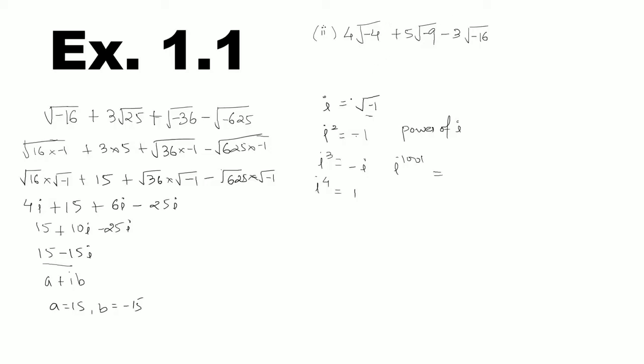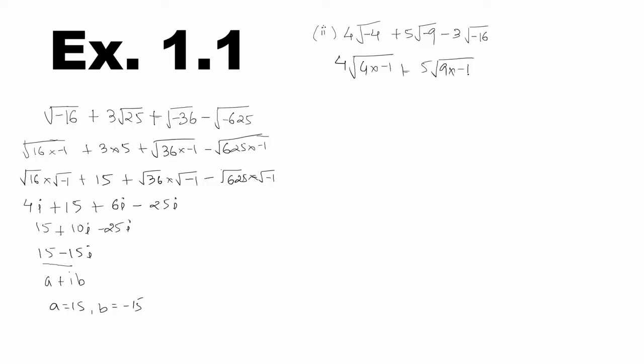Now moving on to the second question, as I have written: square root 4 into square root of minus 4 plus 5 into square root of minus 9 minus of 3 into square root of minus 16. So how we can solve square root of negative part? We have to convert it into root of minus 1 and then we need to solve it. So let's start with it. 4 remains as it is. This we can write as 4 into minus 1, plus 5 as it is root of 9 into minus 1, minus 3 into root of 16 into minus 1.